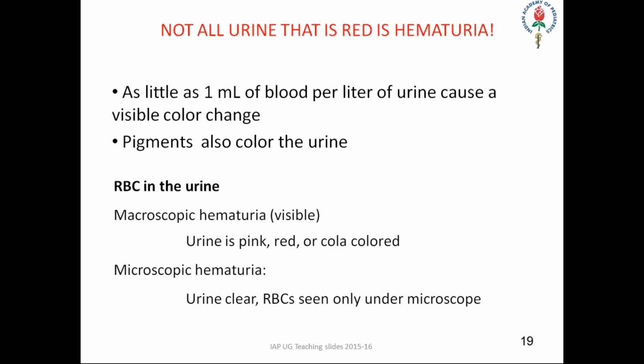Macroscopic hematuria is usually visible with your naked eye. The urine is pink in color, or red in color, or cola colored urine are the common presentations which you can see. And in microscopic hematuria, the urine is clear. You can identify the RBCs only by the microscope, seen only under the microscope.